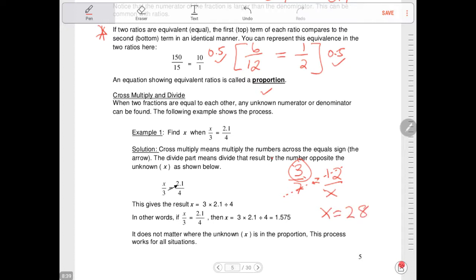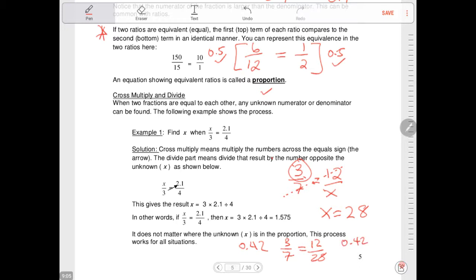Let's now do our check and make sure this works. So we have 3 over 7 equals 12 over 28. So let's make sure it works. What is 3 divided by 7? 3 divided by 7 is about 0.42. What is 12 divided by 28? It is the exact same thing, 0.42.